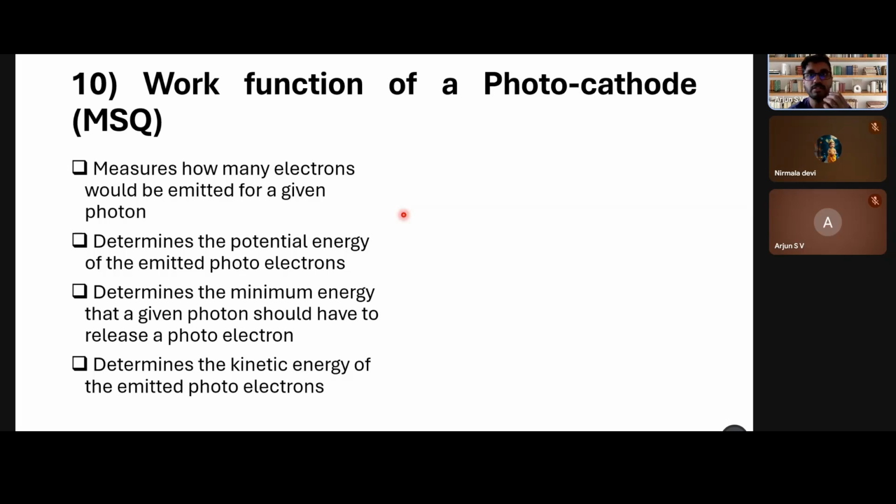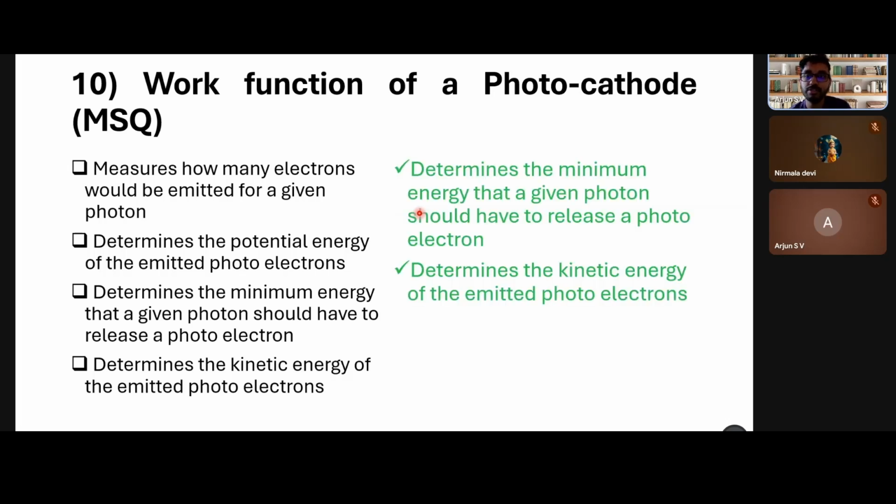Since it's a multiple select question, there are multiple correct options. The correct options are options C and D. The photocathode work function determines the minimum energy that a given photon should have to release a photoelectron, as well as the kinetic energy of the emitted photoelectrons. The correct answers are options C and D. It's a theoretical question.